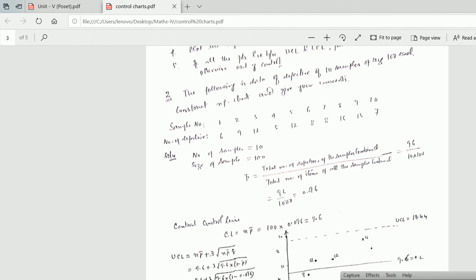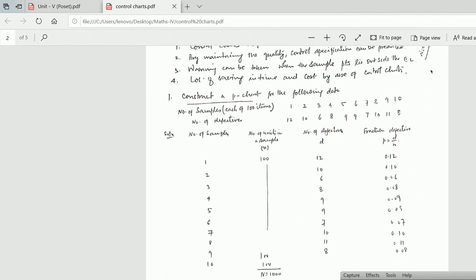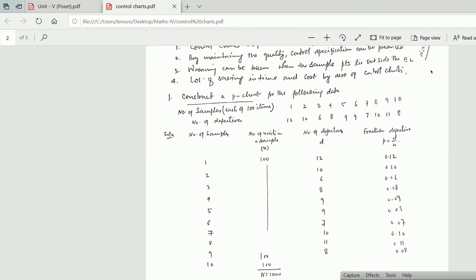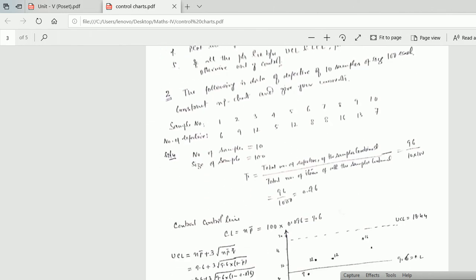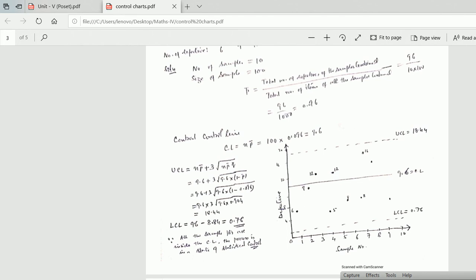Now you have to see whether this data is under control or not. So number of samples 10, size of the sample 100, P bar you just calculate: add the defectives as in the previous problem, and you will get 96. Total number of items in the sample is 1000, so P bar is 0.096.